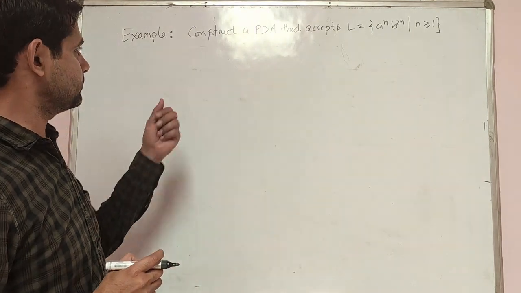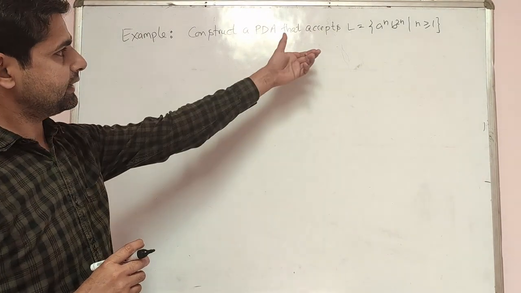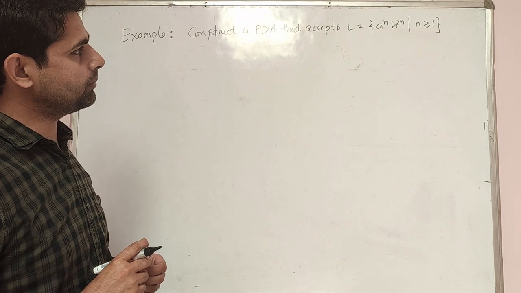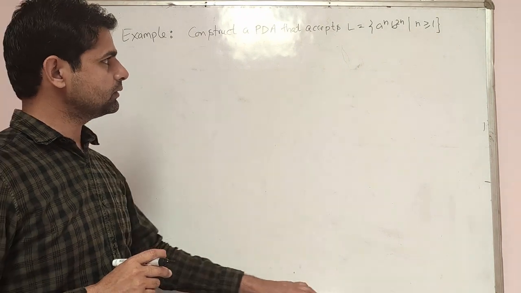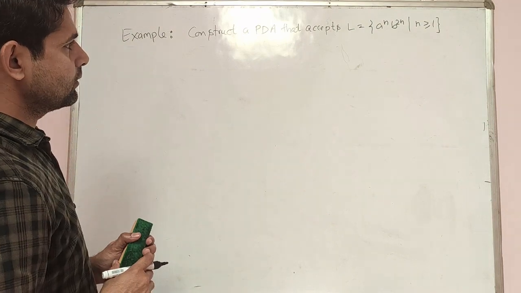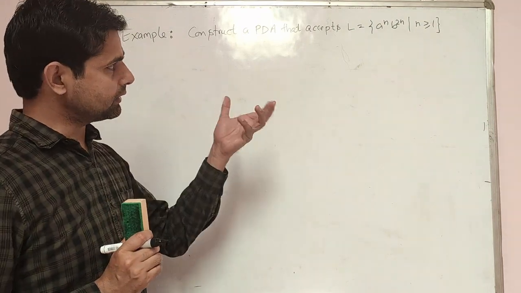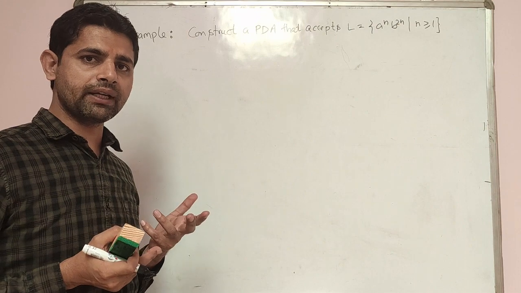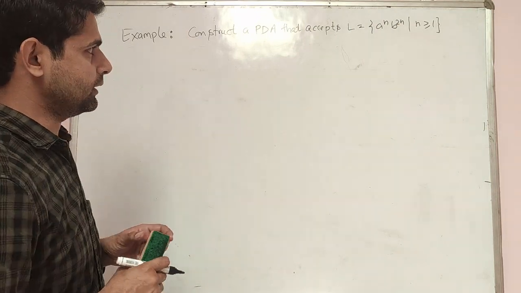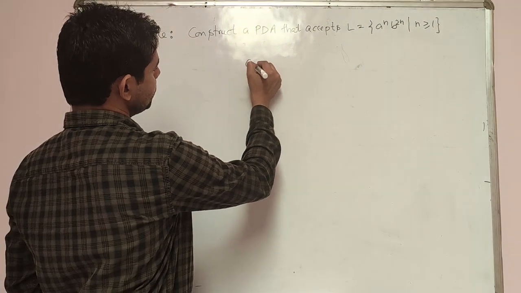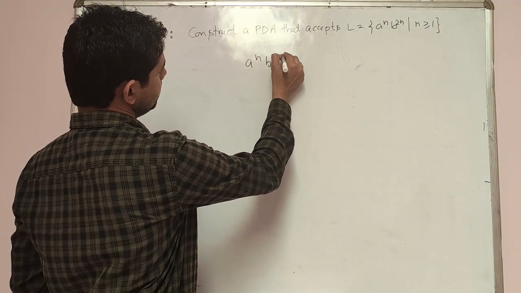Now we will construct a PDA that accepts L equal to a to the power n, b to the power 2n, where n is greater than or equal to 1. First we will understand the language, what is the meaning of the language for which we want to design the pushdown automata. Our language is a to the power n, b to the power 2n.